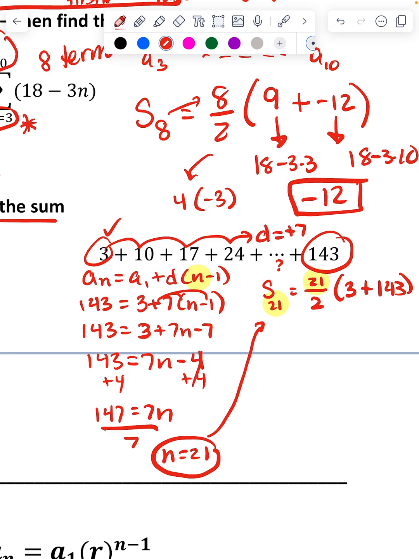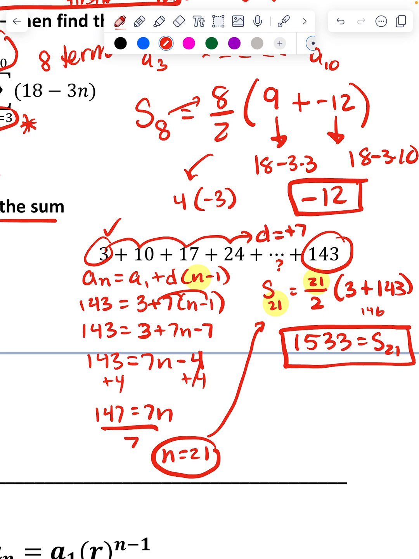3 plus 143, I'm doing that first because it's in parentheses. This is 146, and then I can times it by 21 over 2. So if I were to find the rest of the terms, all 21 of them, and add them up, I would get 1533 as the sum of those 21 terms.